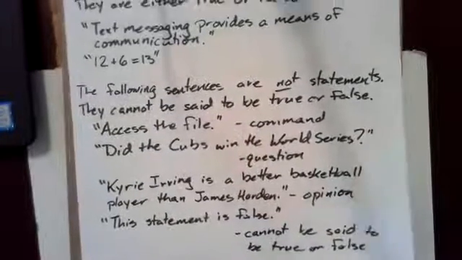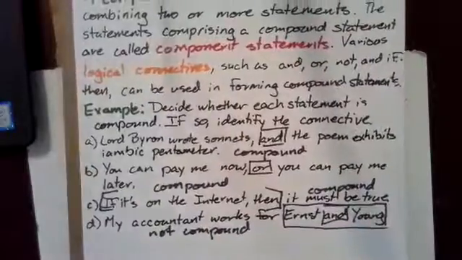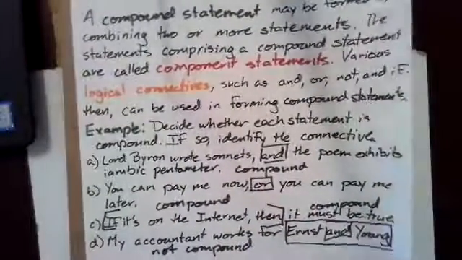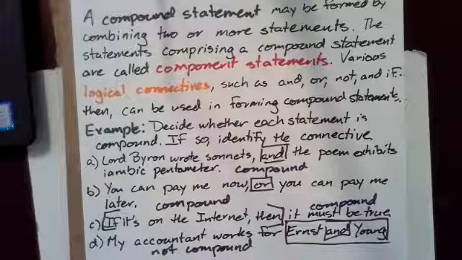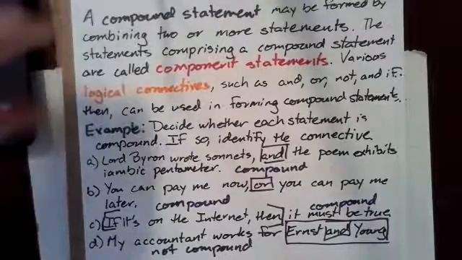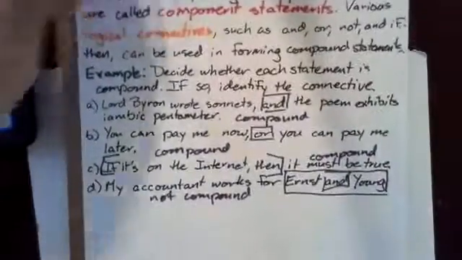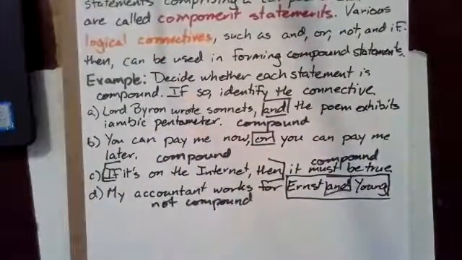Statements can get complicated sometimes. A compound statement may be formed by combining two or more statements. The statements comprising a compound statement are called component statements. Various logical connectives, such as and, or, not, and if-then, can be used in forming compound statements. So we're going to decide whether each of these statements is compound, and if so, we'll identify the connective.